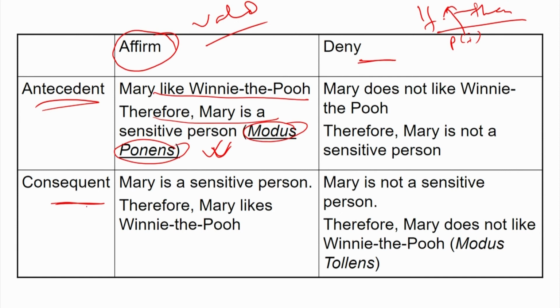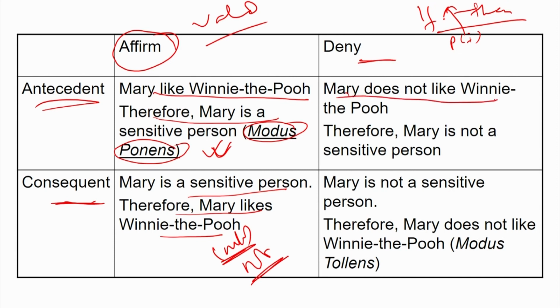Let us look at the statement in which my premise affirms the consequent. Mary is a sensitive person, therefore, Mary likes Winnie the Pooh. This conclusion is not valid, because not all sensitive persons like Winnie the Pooh. It is the other way around. If somebody likes Winnie the Pooh, only then they are a sensitive person, but there may be hundreds of people who are sensitive and may not like Winnie the Pooh, and that is why it is not valid. And so affirming the consequent is never valid. These are mental shortcuts that we need to apply to these kinds of reasoning to come up with certain conclusions.